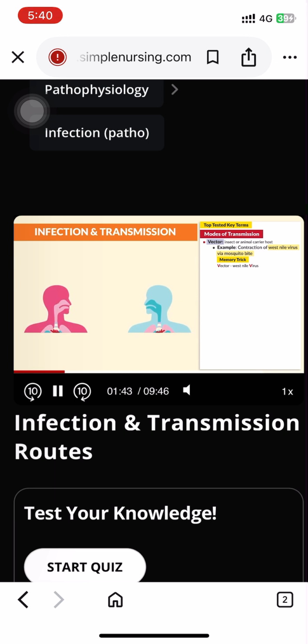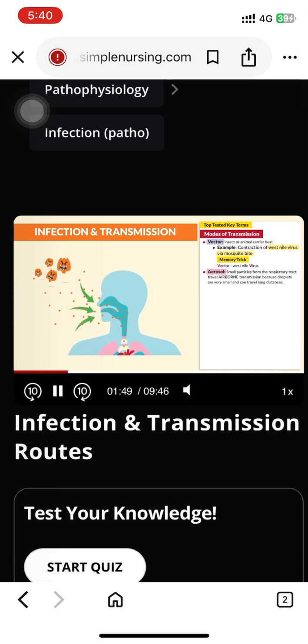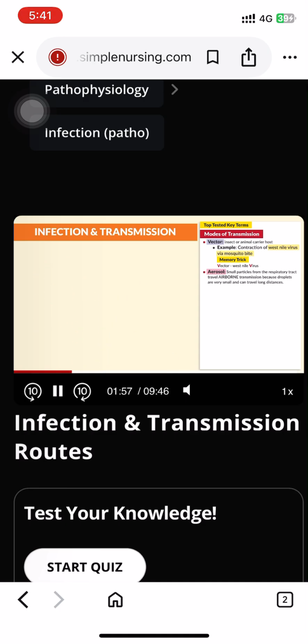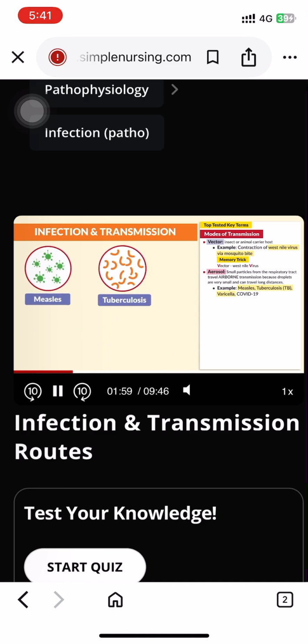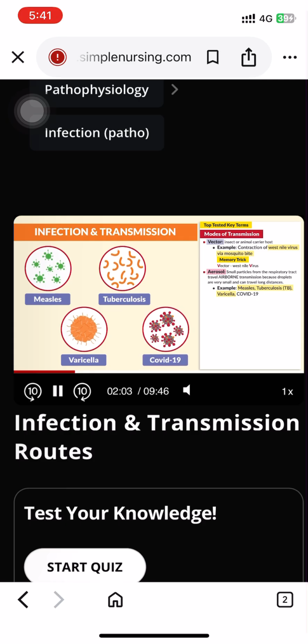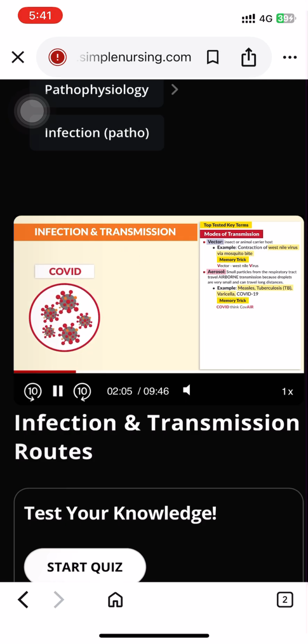The next key term is aerosol. These are small particles from the respiratory tract that travel airborne. So airborne transmission, because droplets are very small and can travel long distances. A great example is measles, tuberculosis, and varicella, as well as COVID-19. So the memory trick, just think COVID, think cove air, since it travels airborne.